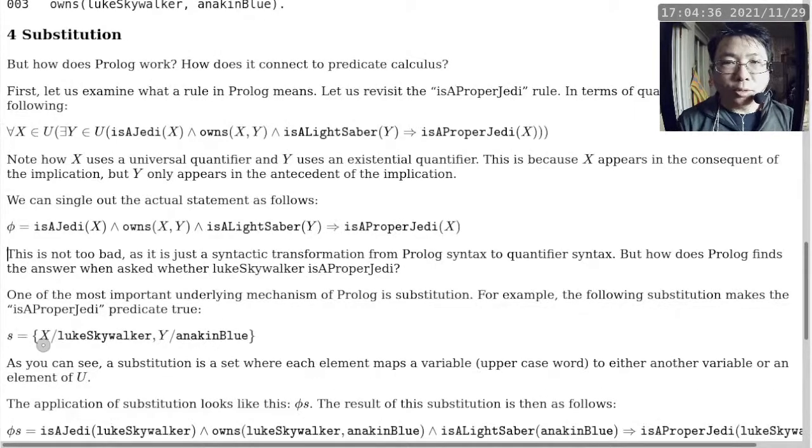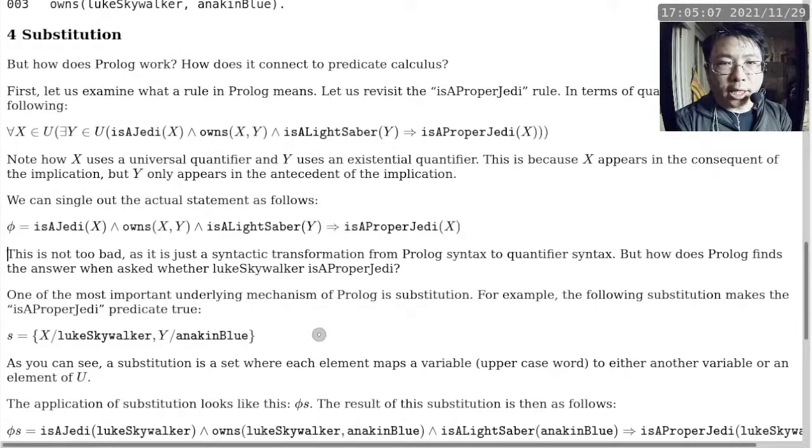So substitution looks like this. It is in fact a set. For those of you who looked at these curly braces and wondered, is that a set? The answer is yes, it is a set, where each element is a mapping. Basically, it is mapping the unbound variable x to the atom Luke Skywalker, and then y is mapped to Anakin Blue.